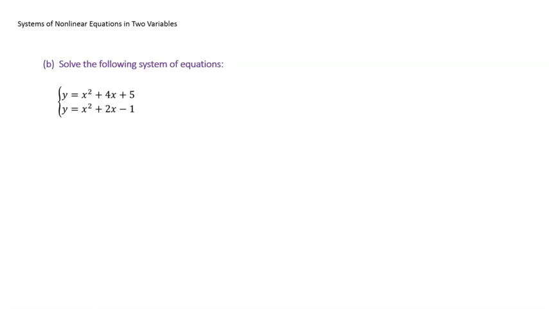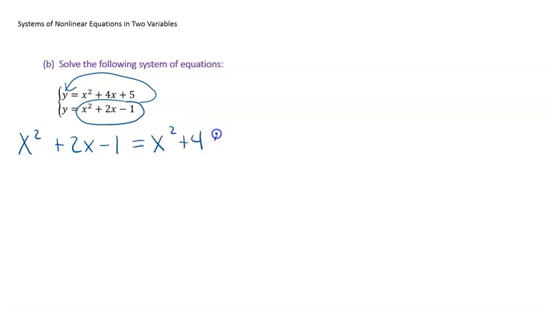How'd it go? Did you figure it out? Or did you figure out where your questions are, if nothing else? So here we go. I'm going to substitute because this is already y equals. I'm going to take this entire y value right here, trying to circle it, and plug it in right there for that y value. So that gives me x squared plus 2x minus 1. And on the right, I've got x squared plus 4x plus 5.